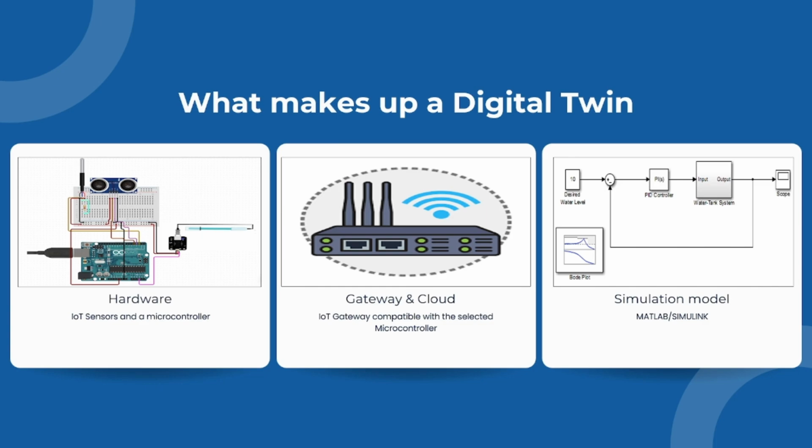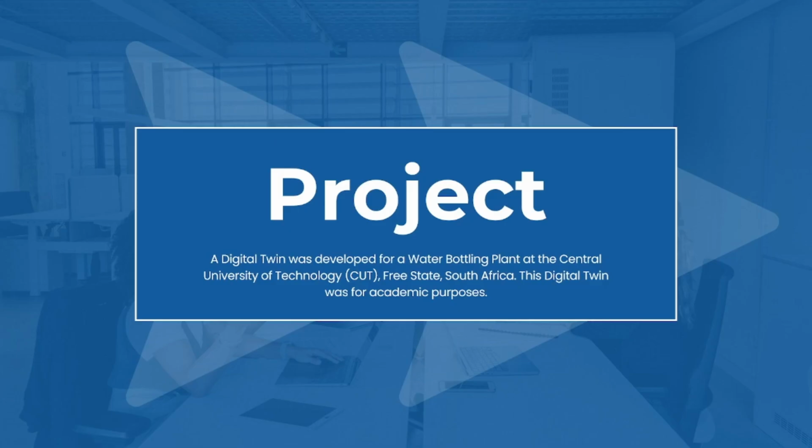However, we have two types of digital twins. We have physics-based digital twins, which are more complex because they are more like three-dimensional digital twins. And then we have data-driven digital twins. These are digital twins that deal with data that comes from the sensors.